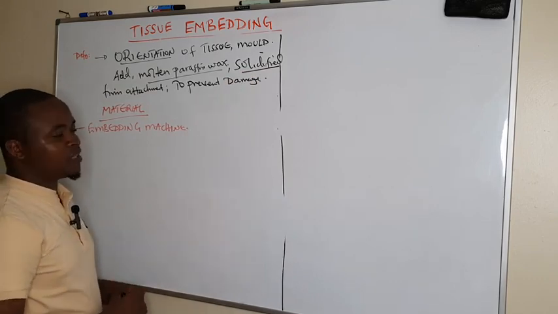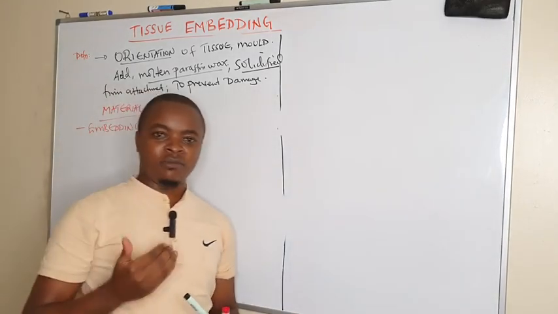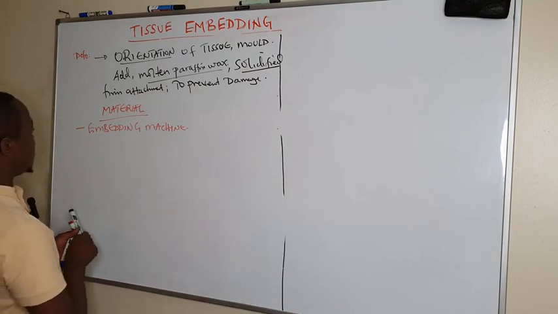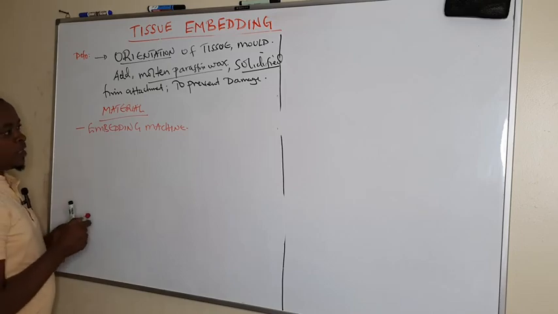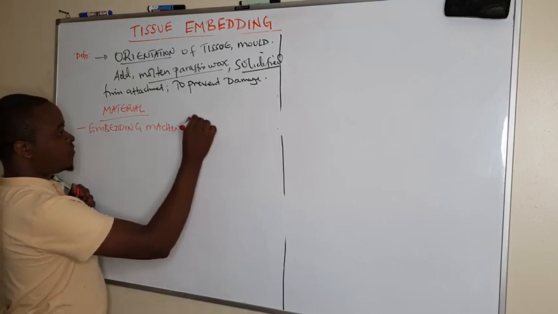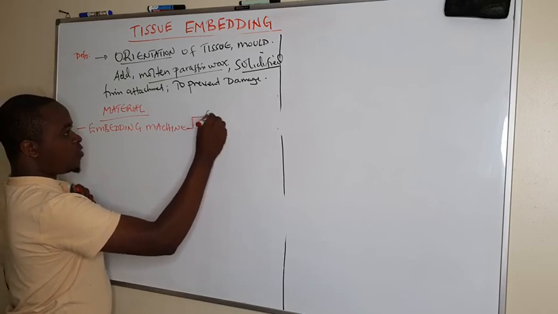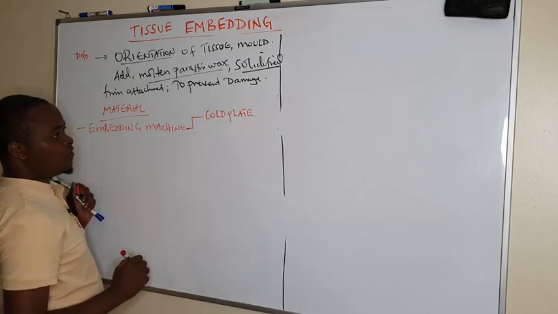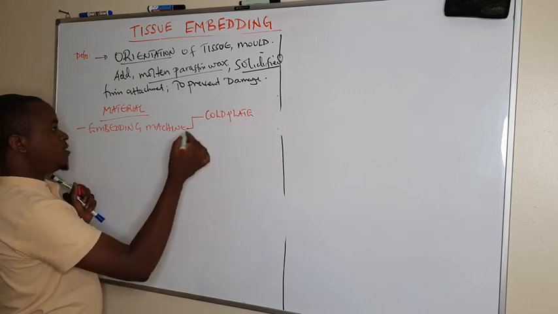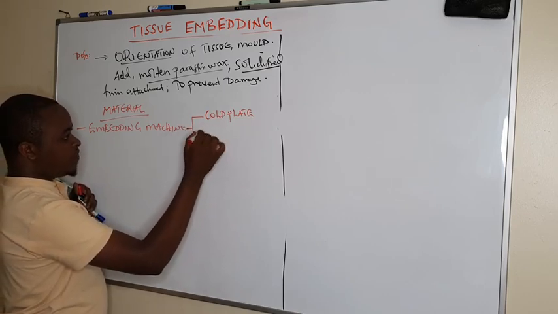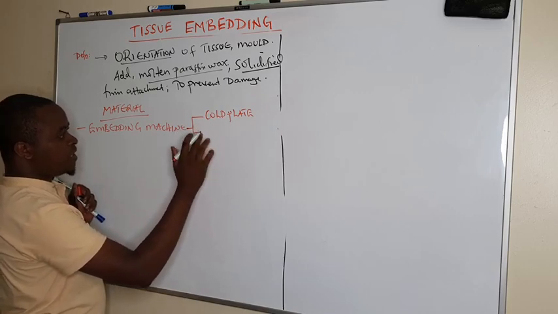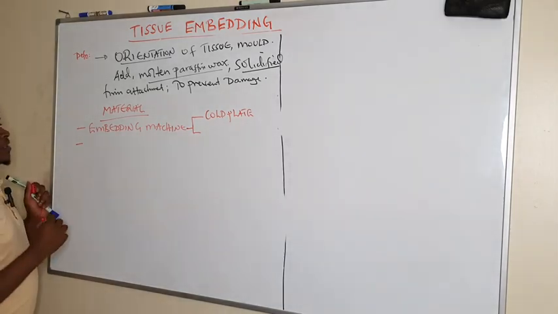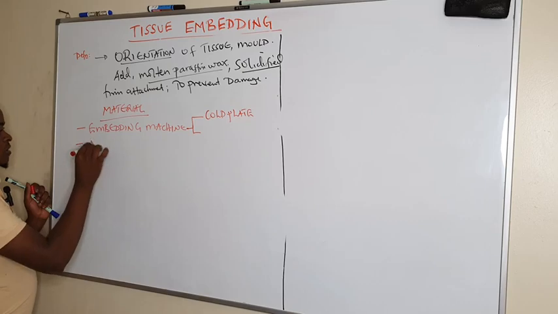After the tissue is oriented and given a solid medium to enable microtomy, the materials used include the embedding machine. This embedding machine will have the paraffin wax and the cold plate, which enables solidification of the molten wax. It will also have the different embedding media, which we are going to see. But before we look at the embedding media, we can look at the mold.